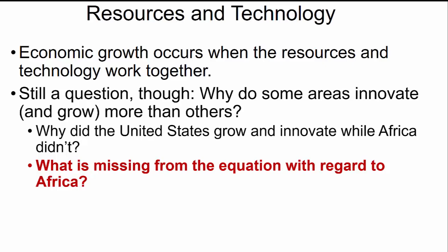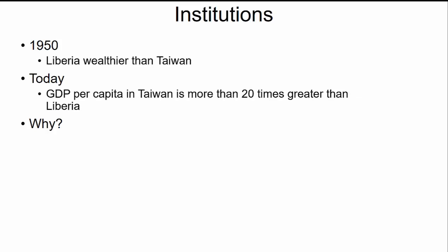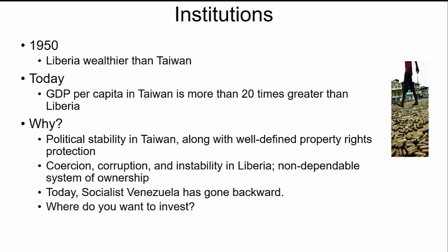Now, here's the thing. We can import or export technology and capital to Africa, and they're still not growing the way we would think according to our models. So there's something else missing. Okay, and that thing that is missing is institutions. And here's a great example of it.